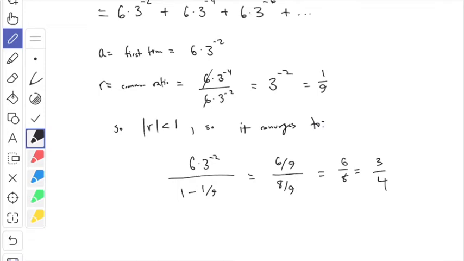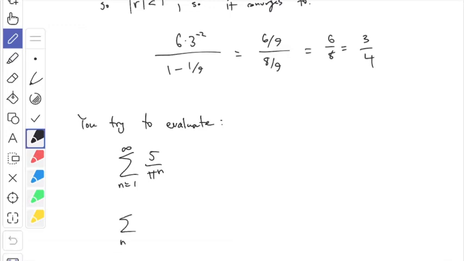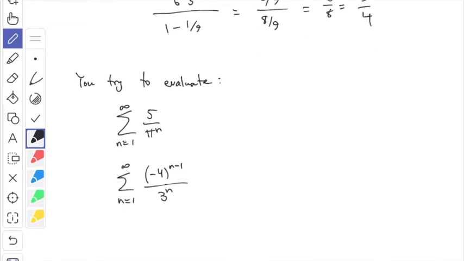I got a couple that I wanted you all to try. To evaluate, or perhaps say that it diverges. Sum of 5 over pi to the n, that'll be fun. And another one, sum n equals 1 to infinity of -4 to the n minus 1 over 3 to the n. All right? These are both geometric series, so you can evaluate them using the same methods as I just did up there. All right, I'll give you a moment. See what you think.